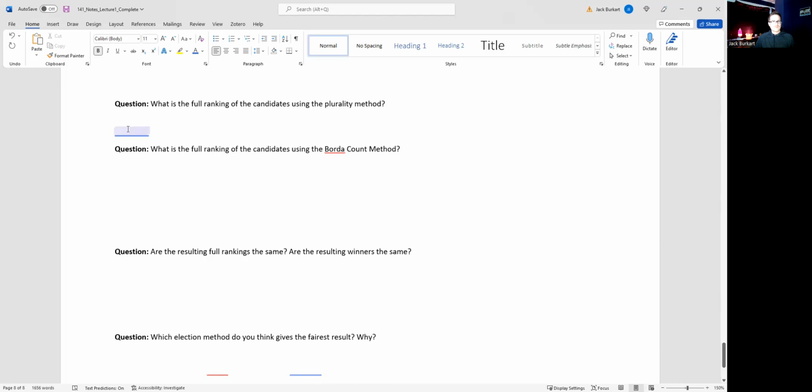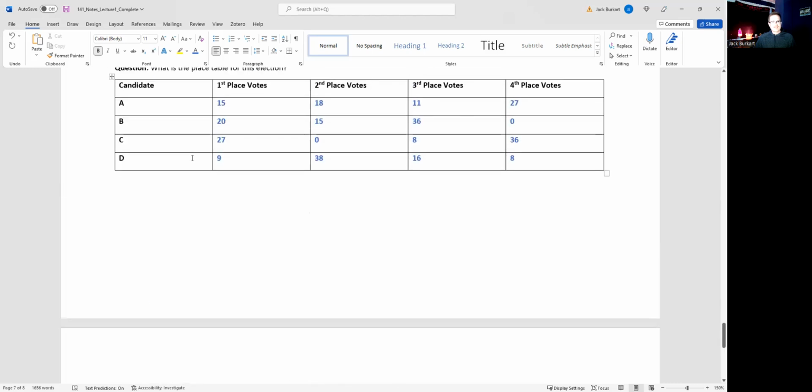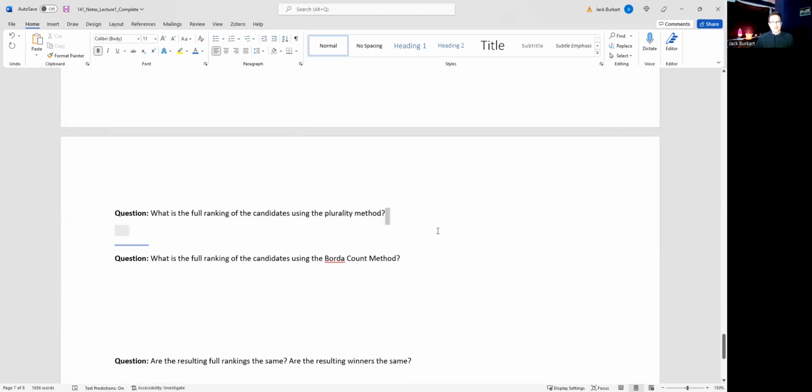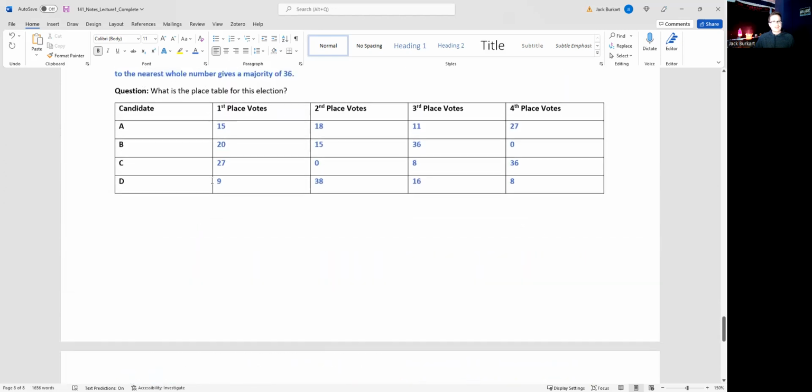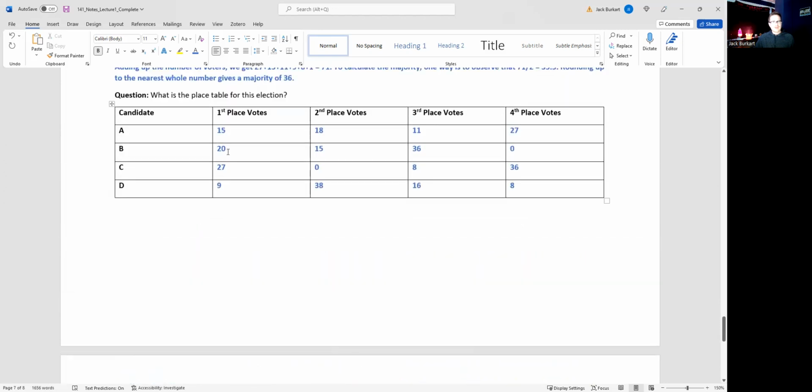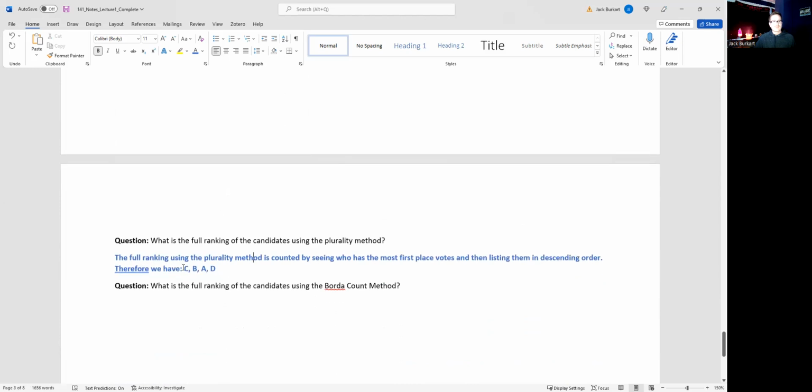All right, so going back, we want to find the full ranking of the candidates using the plurality method. And again, the plurality method is not too hard. What do we get for the results right here? The full ranking is, we just count who got the most first place votes and then list them in descending order. So that means that C got the most first place votes, B got the second most, A got the third most, and D got the least amount of first place votes. So that means that the full ranking of the candidates using the plurality method is C, B, A, and D.